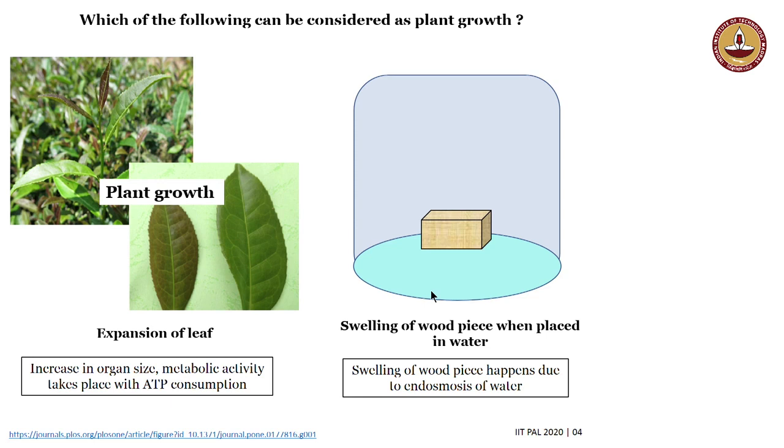As there is an increase in organ size due to metabolic activity which takes place with the help of ATP consumption, while in the swelling of the wood placed in the water, it happens due to the endoosmosis of water. So there is no metabolic reaction which is causing the swelling of wood.